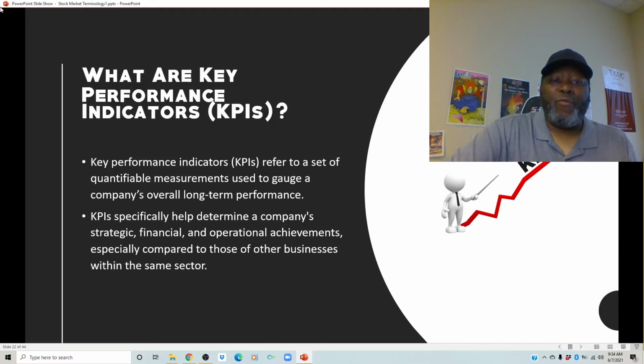What are key performance indicators, or KPIs? Key performance indicators refer to a set of quantifiable measurements used to gauge a company's overall long-term performance. KPIs specifically help determine a company's strategic, financial, and operational achievements, especially compared to those of other businesses within the same sector.